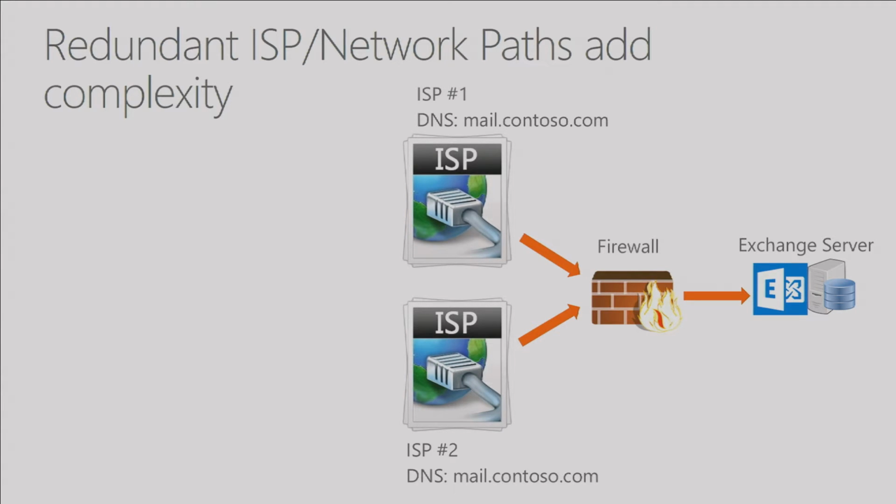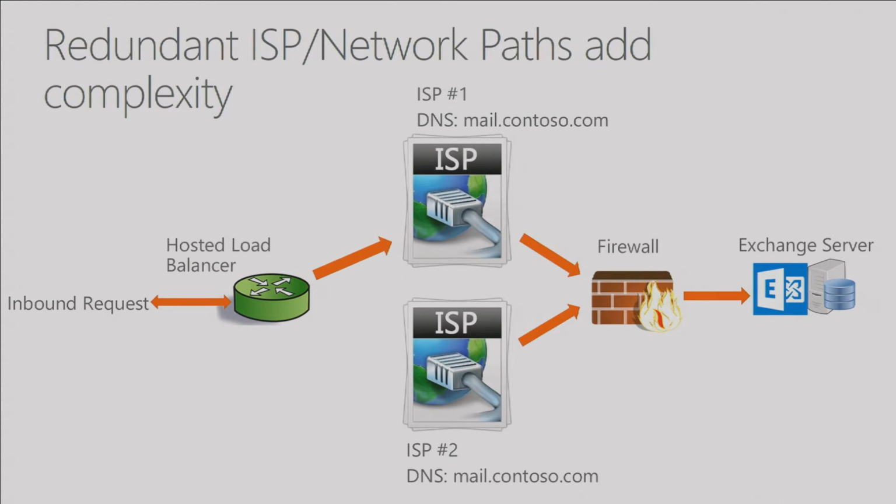So we have dual network paths going out via different ISPs, going towards the same firewall, and consider that we've got two DNS records pointing to the same firewall heading towards Exchange. The issue with that is, if we have an inbound request, it needs to go to the right firewall eventually. For that, often they have a hosted load balancer. And with that, the request either goes to one or the other ISP.